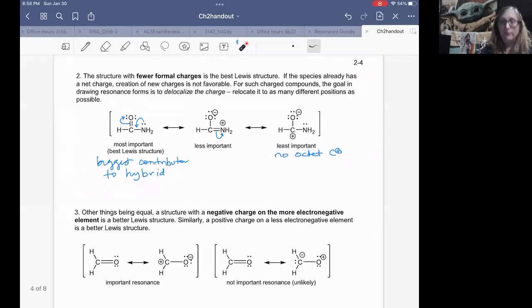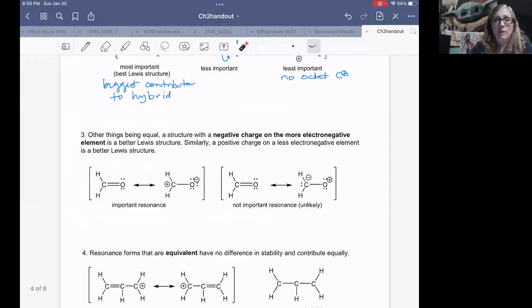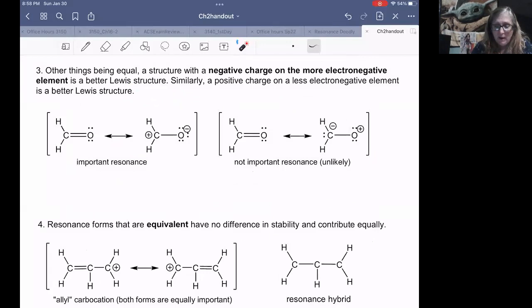Okay, what else can we look for to evaluate the quality of a resonance structure? All other things being equal, so let's say we have the same number of octets and so on, the structure with a negative charge on the more electronegative atom would be the better Lewis structure. So negative charges like to be on more electronegative atoms, positive charges like to be on less electronegative atoms. So if that's the only difference between two resonance forms, that's what we can use to rank them.